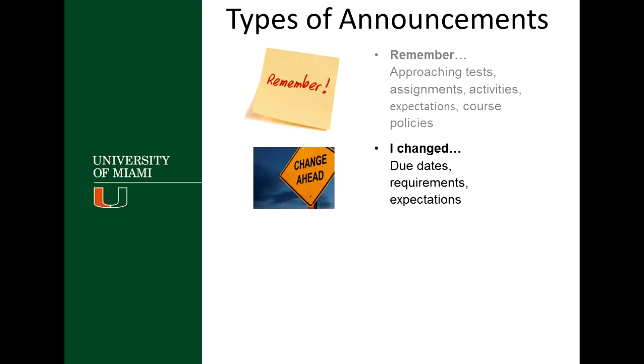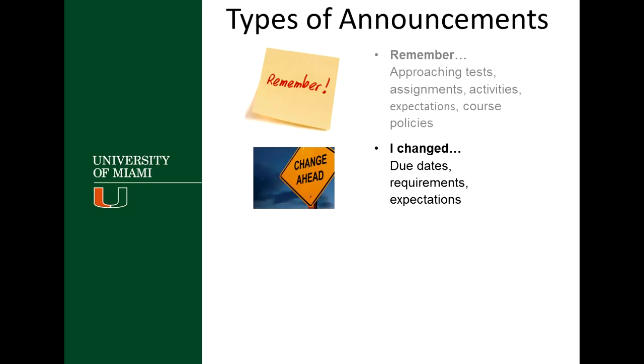The second one is the change. I, the instructor, have changed something, and I need to announce that to the class. At the beginning of the class, I put out a syllabus, and the students look at that, and it says in it that the syllabus might change, but where do I put the changes? One way of dealing with that is to put it in the announcements.